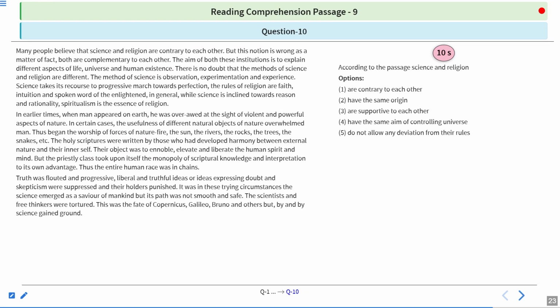The next question is: according to the passage, science and religion. Options are: contrary to each other, have the same origin, are supportive to each other, have the same aim of controlling universe, do not allow any deviation from their rules. I hope you understood the options and you have 10 seconds to answer.